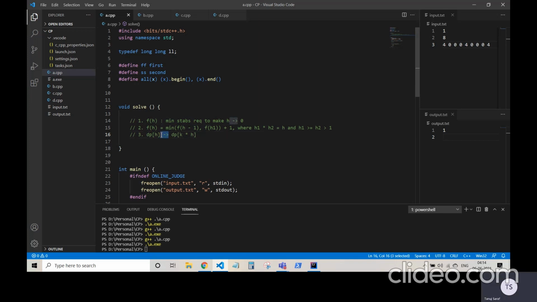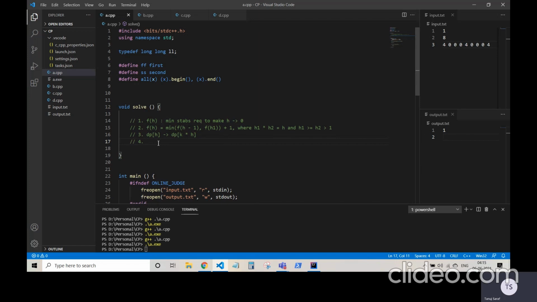Instead of going in the backward direction, where from h to h1, or from a particular number to a divisor, I would like to go in the forward direction. Why is that? Once I've solved the problem, this thing will become clear to you, or after I explain the solution, you can again see this part.